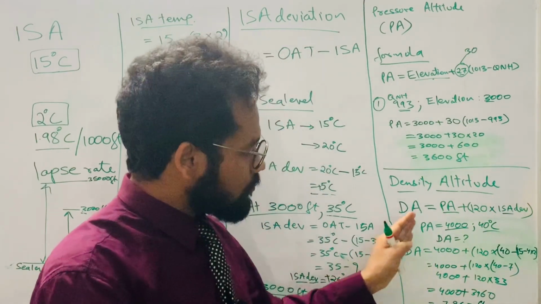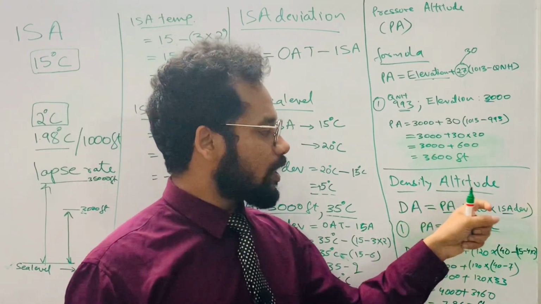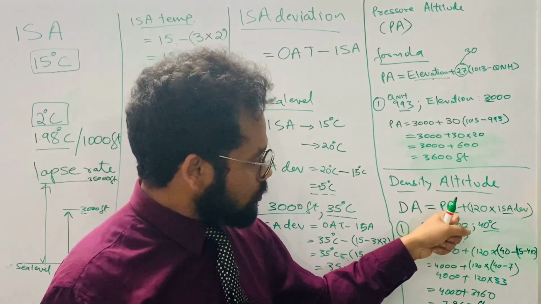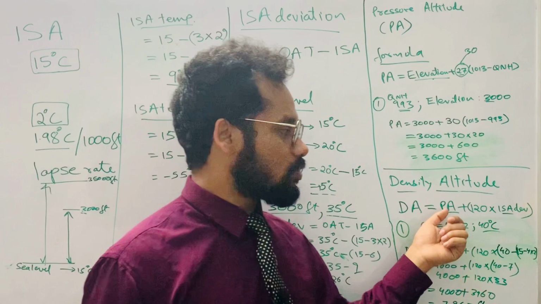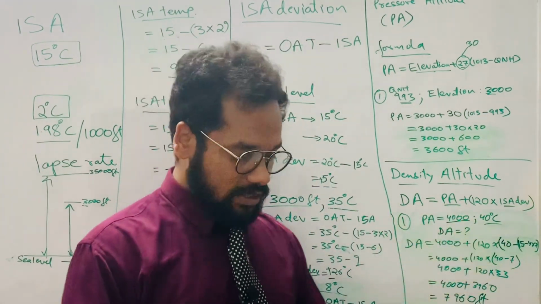And how does it vary? For that, we have a formula. Density altitude is equal to pressure altitude corrected for non-standard temperature and humidity. We have taken an example: to calculate the density altitude, we need to have the pressure altitude and the temperature information. Based on that, we can calculate the density altitude.